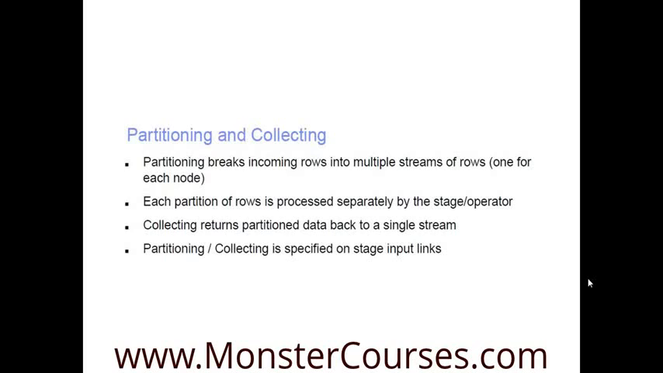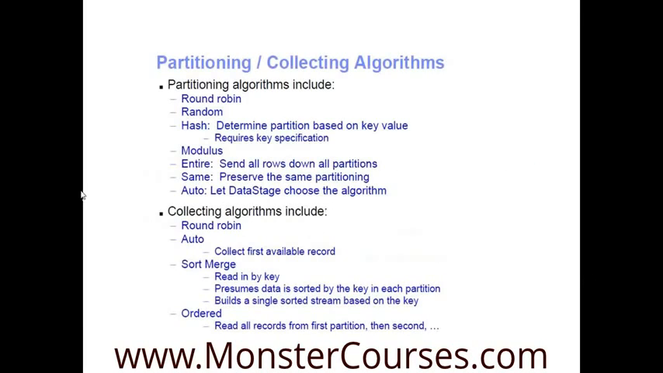Yes. These are all the partitioning algorithms: round robin, random, hash, modulus, entire, same, and auto. Auto is nothing but, as I said, IBM provides this partitioning mechanism. By default it will be auto. Unless we know the volume of the data and the type of operations we are doing, we need not change it. When we know all these things, then we can set the partitioning algorithm on our own. Otherwise, we can just leave it as auto, so that the engine takes care of all these things.